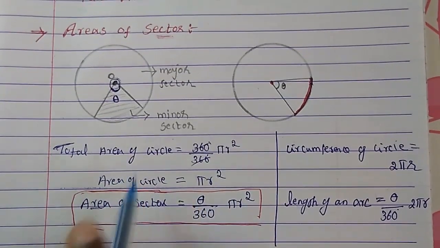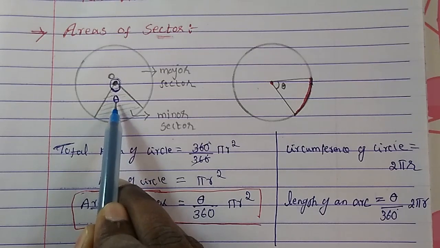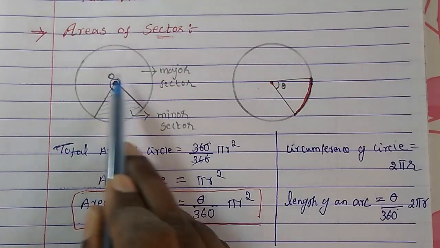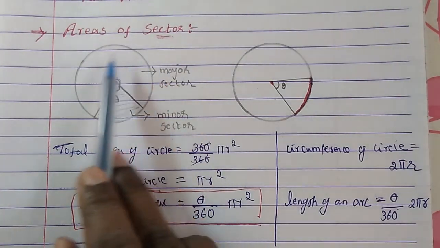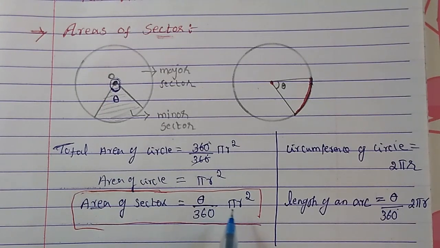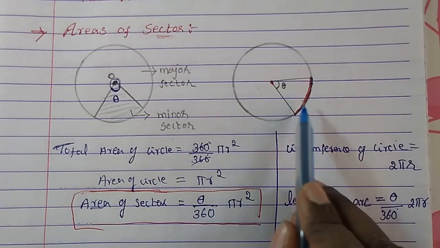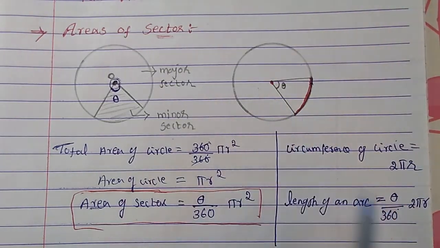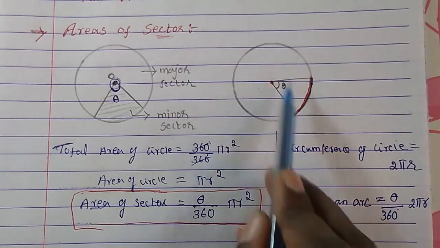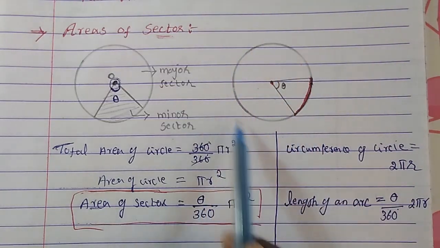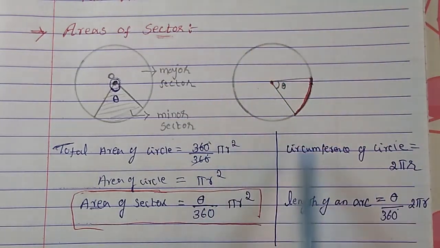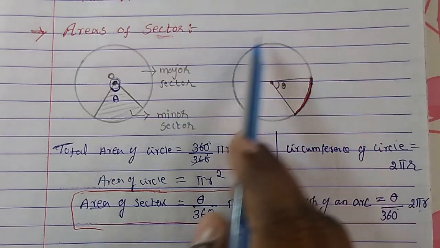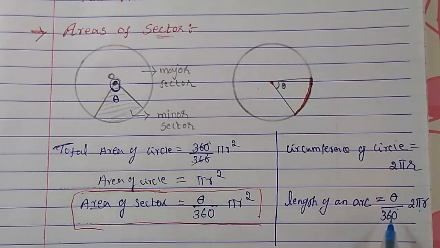So here for sector, you have an angle here, upon total angle and area of the circle, pi r square. So area of the sector it becomes. Here length of an arc. So whatever the angle divided by the total angle, and then the circumference of the circle, the whole length is 2 pi r. So from this whole length, this much length we find out by using this formula.